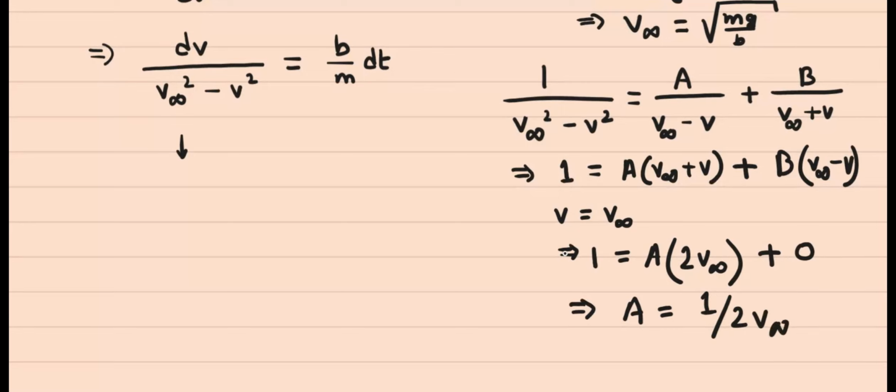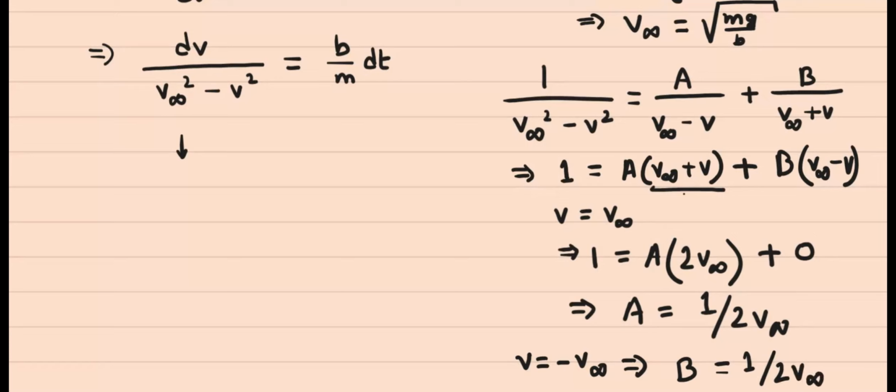What about choosing v equal to negative v infinity? Does that help us in any way? Yes, of course. In this case, the first term becomes 0. And what about the second term? Well, this one yields 2 v infinity as before, and so b is also equal to 1 over 2 v infinity.